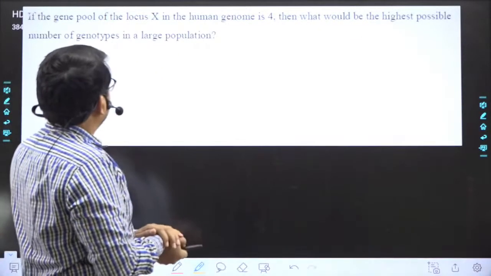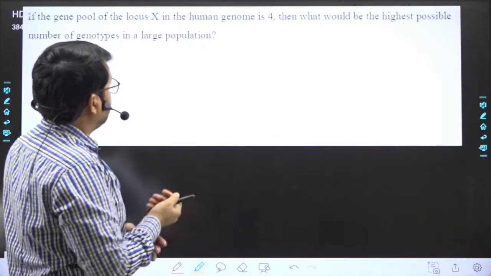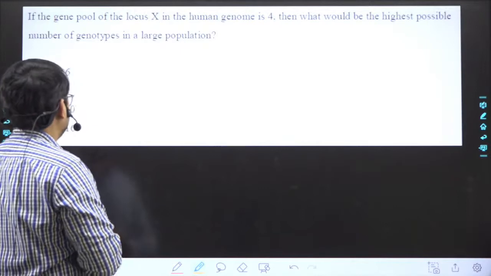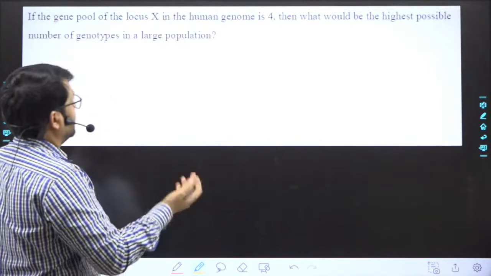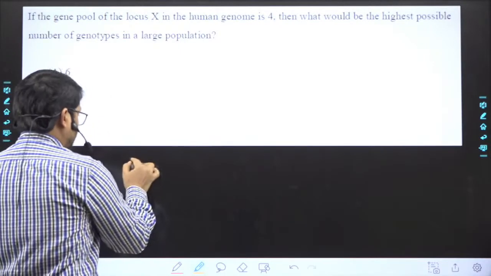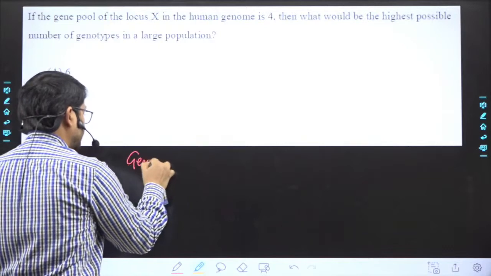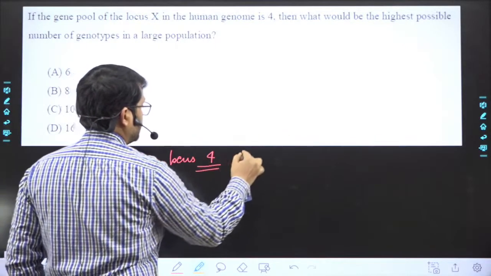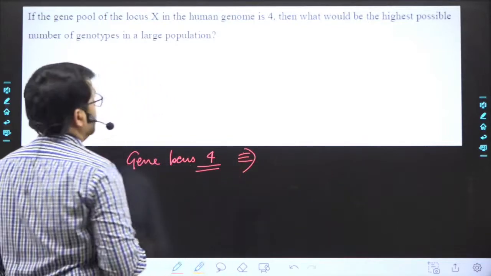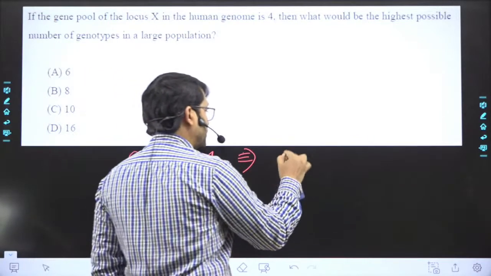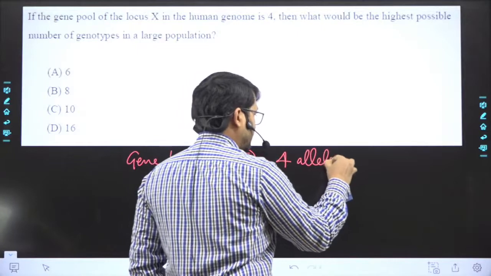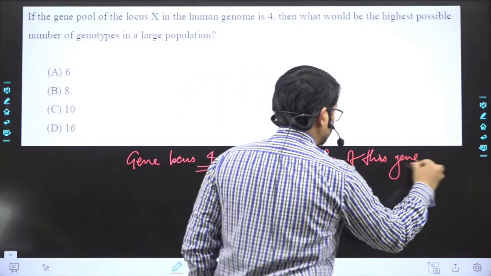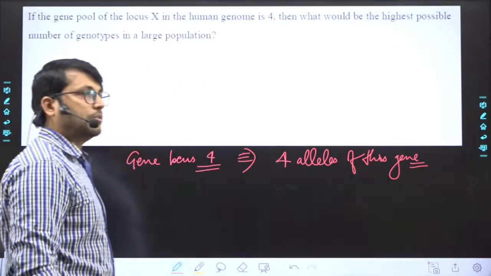If the gene pool of locus X in human genome is 4, then what would be the highest possible number of genotypes in a large population? Okay? So they have said that there is one gene, at its locus there could be 4 different types. It means that there are 4 alleles of this gene. 4 alleles are possible.